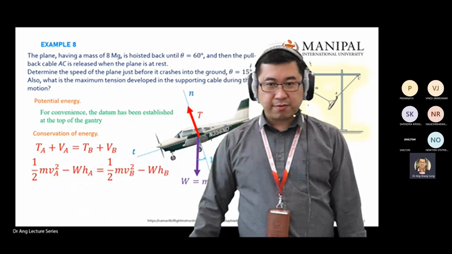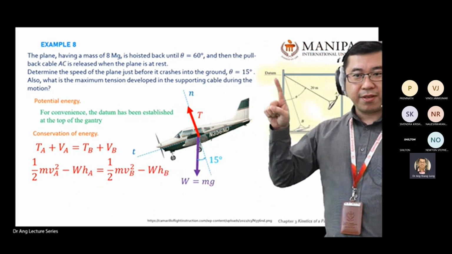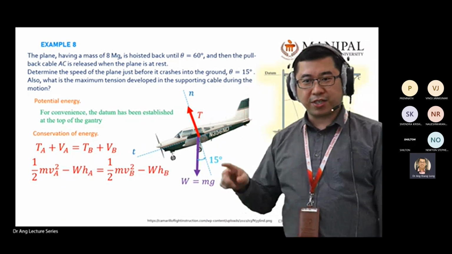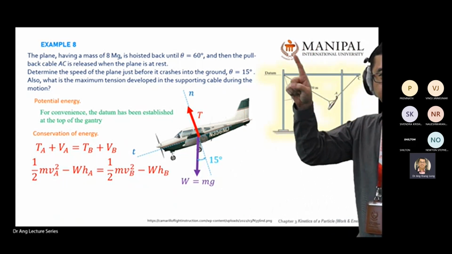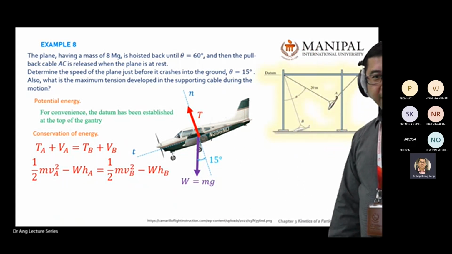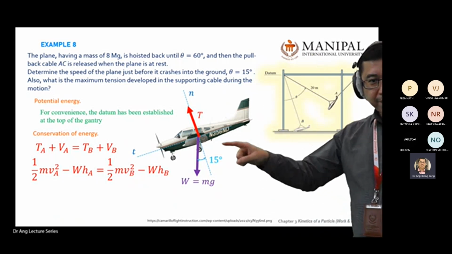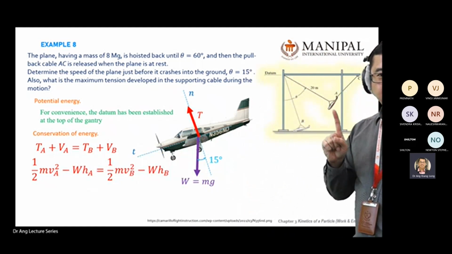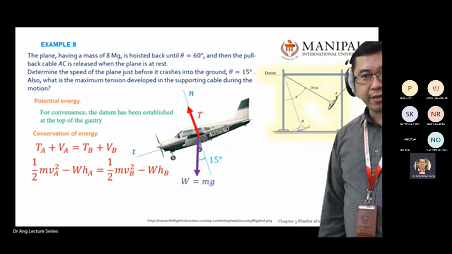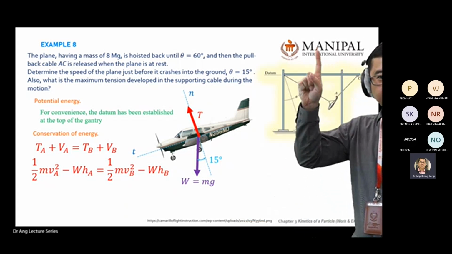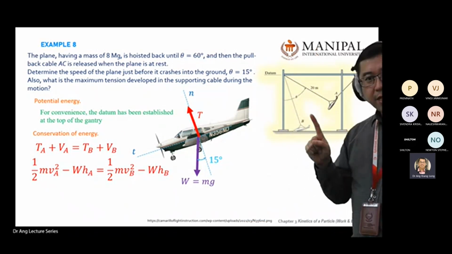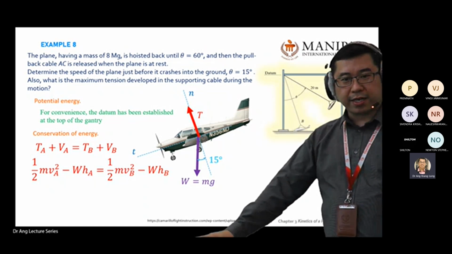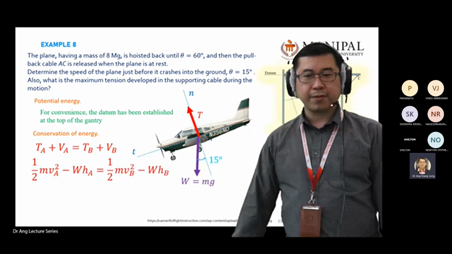Why negative? I already explained: the object is below the datum, so you get negative potential energy. If the object is above the datum, you get positive potential energy. There's a negative sign there because the object is below the datum. If the object is below the datum, you get a negative sign there.